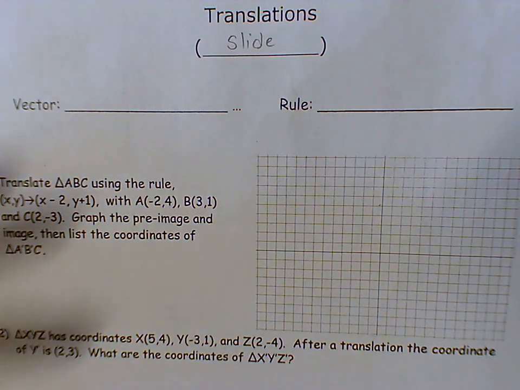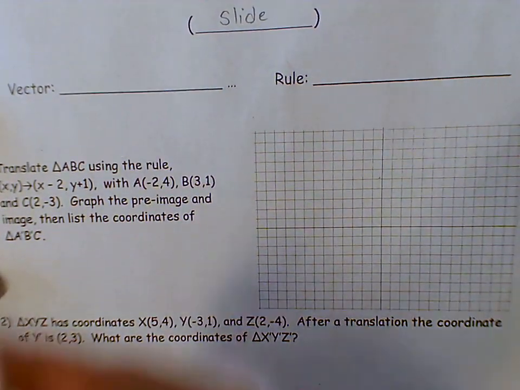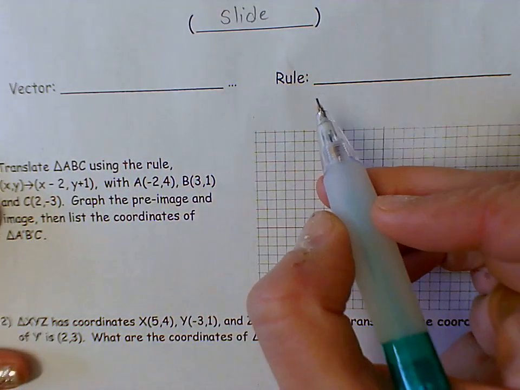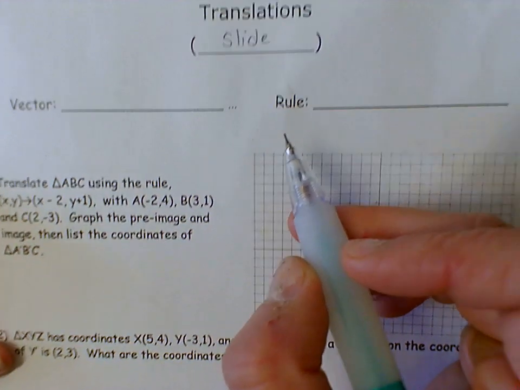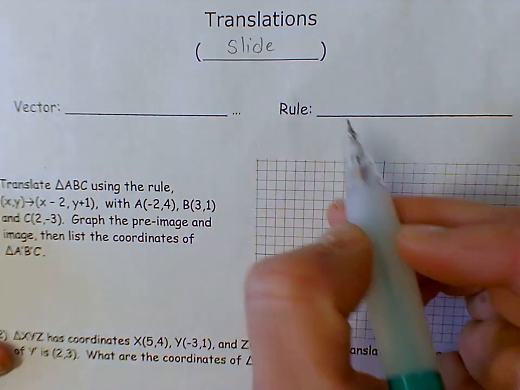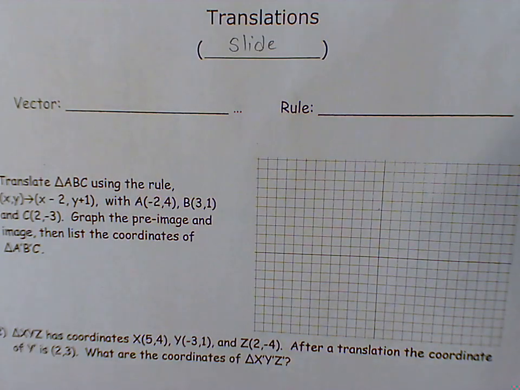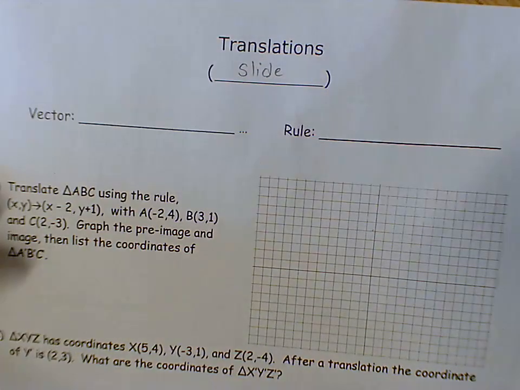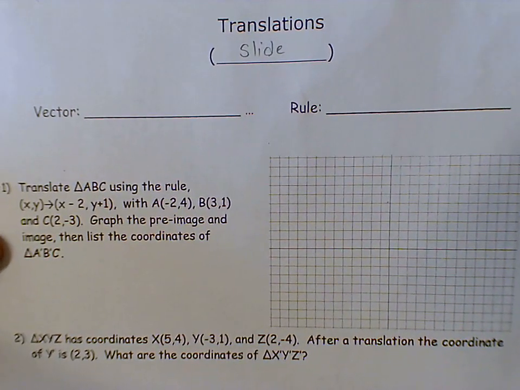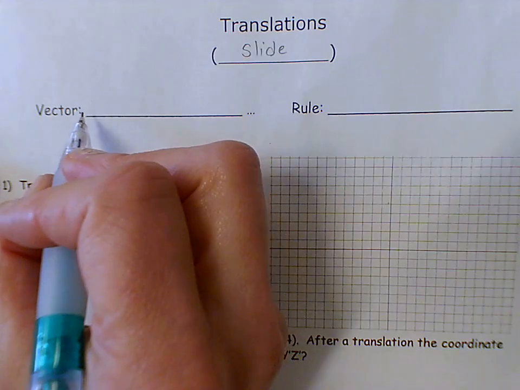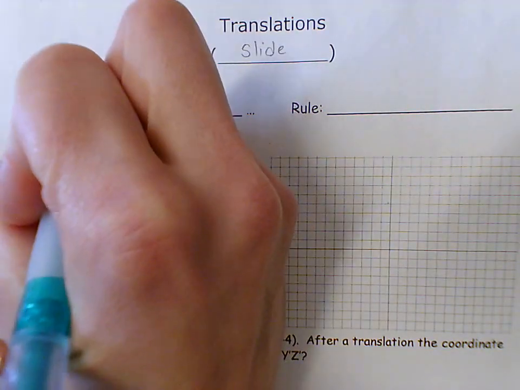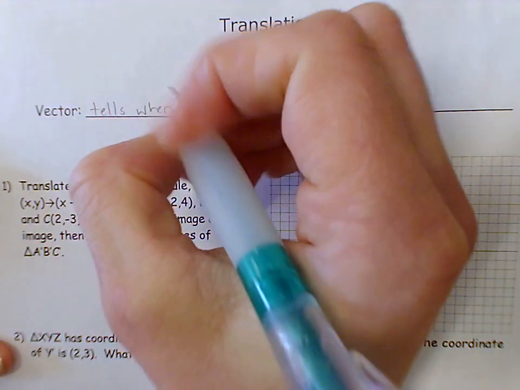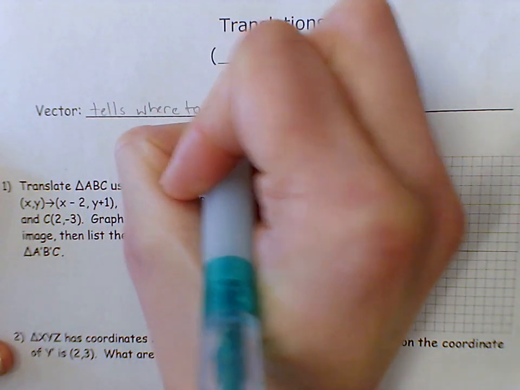There's two different things that could tell you to translate it. One of them is what's called a vector. And the other one that they could use to tell you how to translate it, or where to slide it, in other words, would be the rule, okay? We're going to look at what both of these tell you and how to read them, because they will look different. Then we're going to do some examples, all right? So the vector, like I said, tells where to slide the figure.